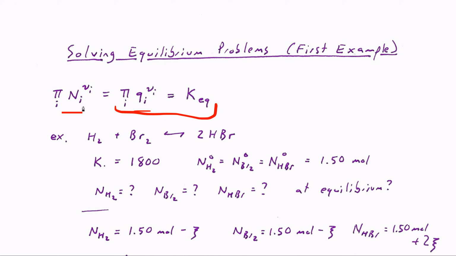The quantity on the left-hand side, we call the reaction quotient. We'll have more to say about that in a future lecture. The important thing to understand right now is that the term on the right, the equilibrium constant, is a constant that has a particular value at any given temperature for any given reaction.